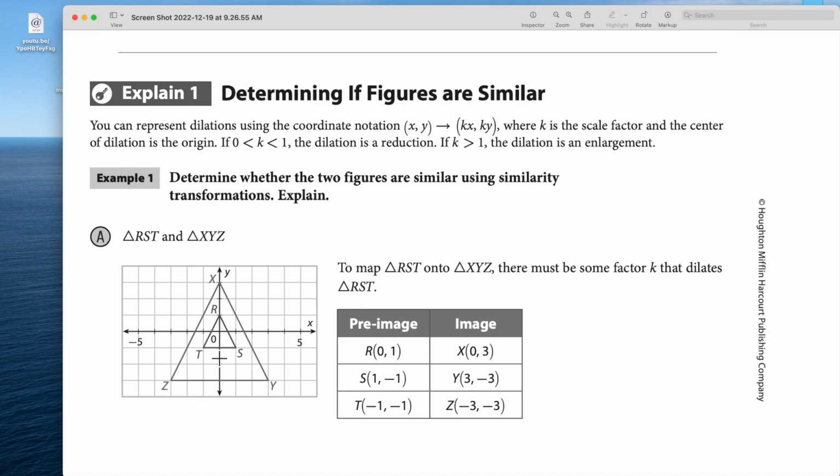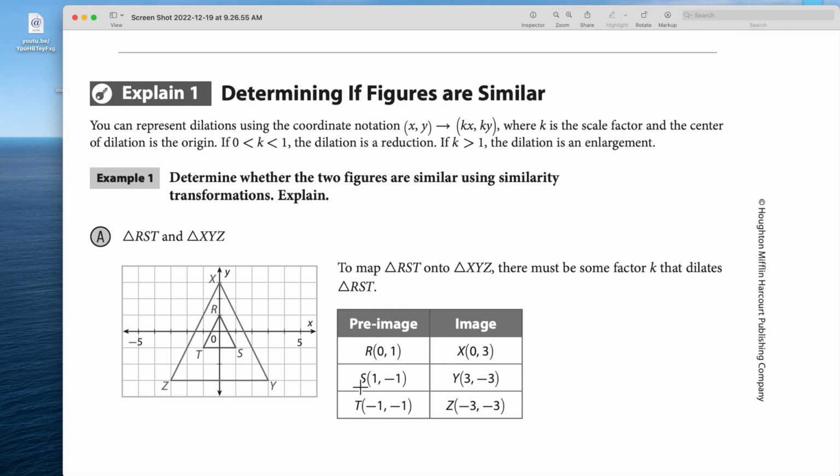So we look for the corresponding sides, and we're going to say that ST is going to correspond to ZY. The original has a length of 2, and the final image has a length of 6. Therefore, we say to ourselves, if this is the original, 2 times what scale factor would give us 6, that would be a scale factor of 3.